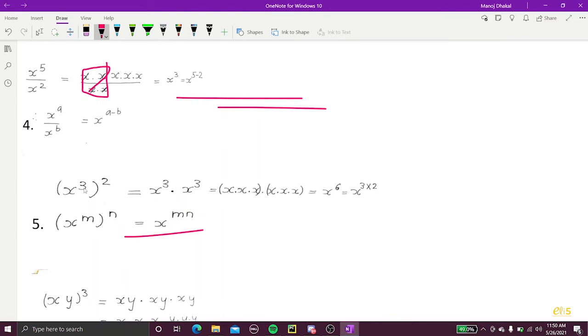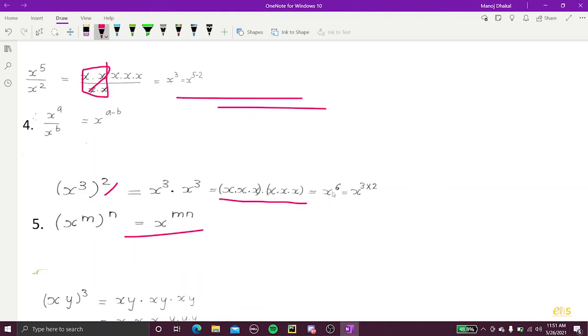So if x to the power 3 is raised to the power of 2, it means that x to the power 3 has been multiplied twice, which means x to the power 3 dot x to the power 3. Now, since x to the power 3 means that x has been multiplied 3 times, it's x dot x dot x, and this also means that x has been multiplied 3 times, which means x dot x dot x. Now, if you look at the whole line, you'll see that x has been multiplied 6 times.